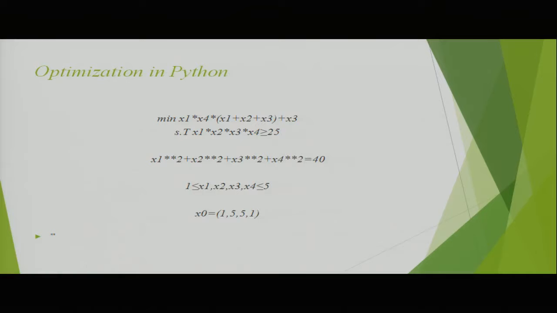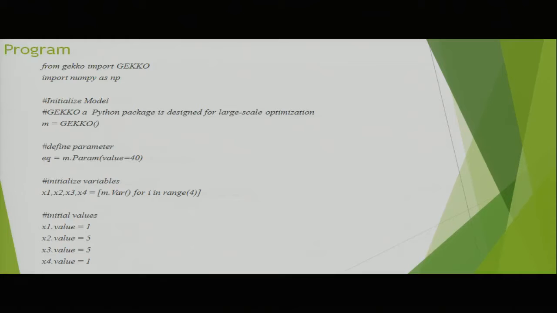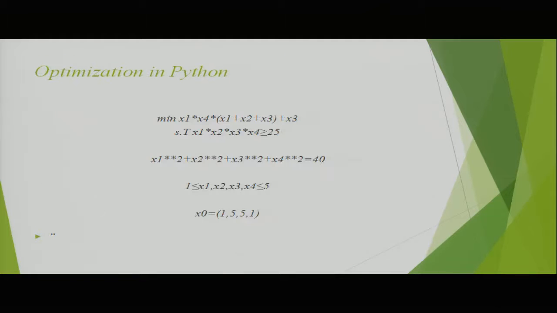So that was the constraint that the product should be, let's take a look at that constraint again. The constraint is that it should be greater than or equal to 25. So that's what they have programmed out here. And x1 squared plus x2 squared plus x3 squared plus x4 squared should be equal to 40. That's 40, right? Yeah.